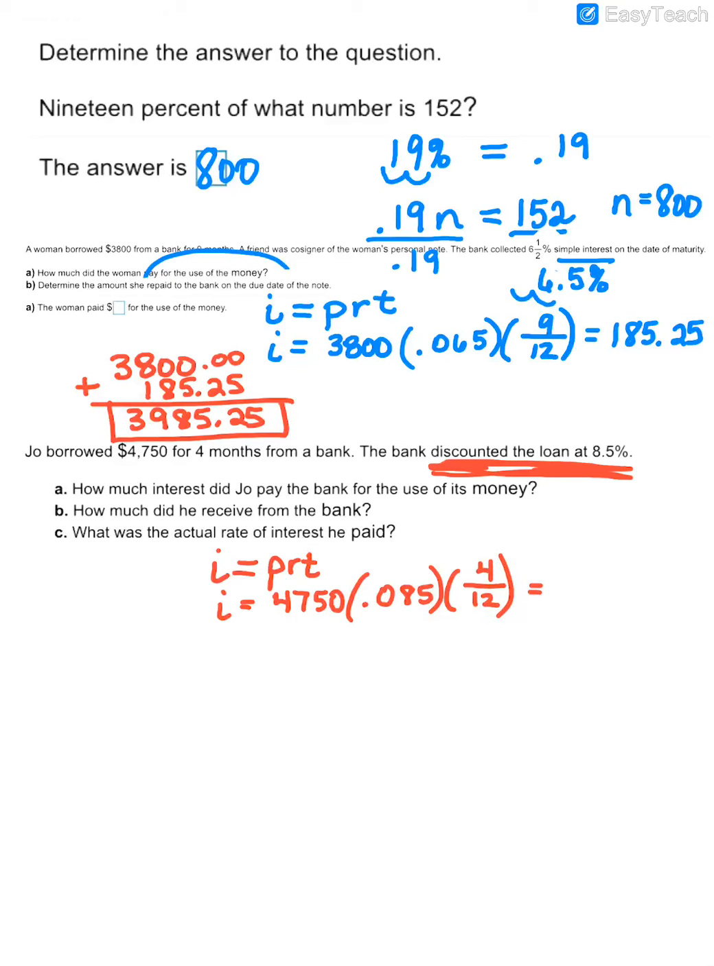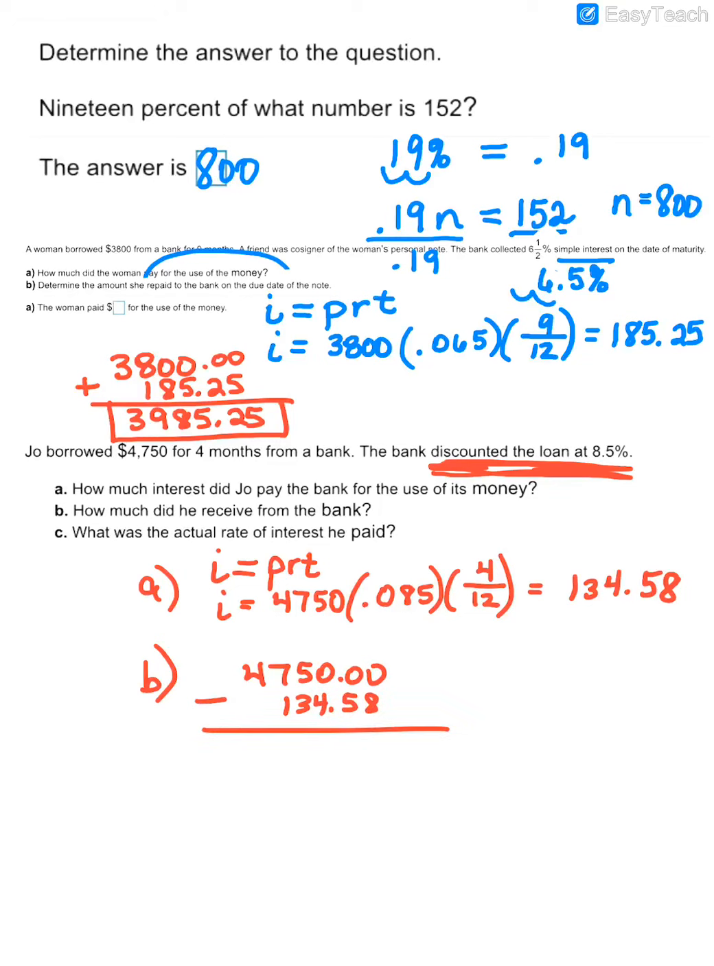So we're going to first calculate how much interest they're going to charge her. So 4,750 times 0.085 times 4 divided by 12. So in terms of interest, she's going to be paying $134.58. Now, what they do is they take that money up front. So they don't just hand her $4,750. They take the amount she borrowed and they subtract that interest, and they take that money up front before she ever gets the other money.